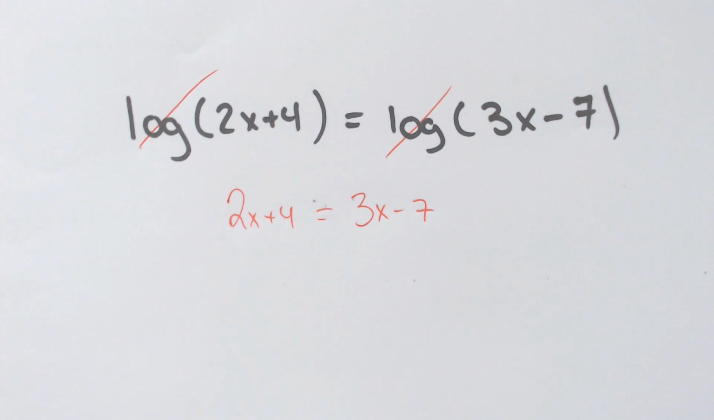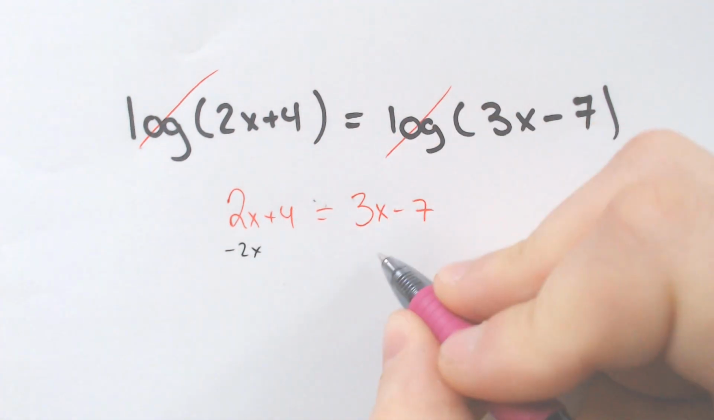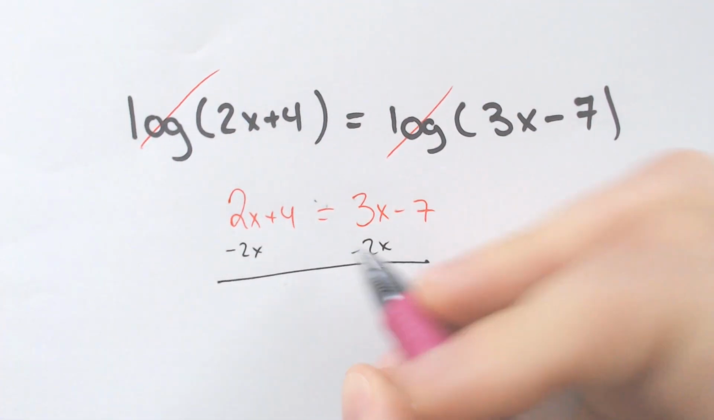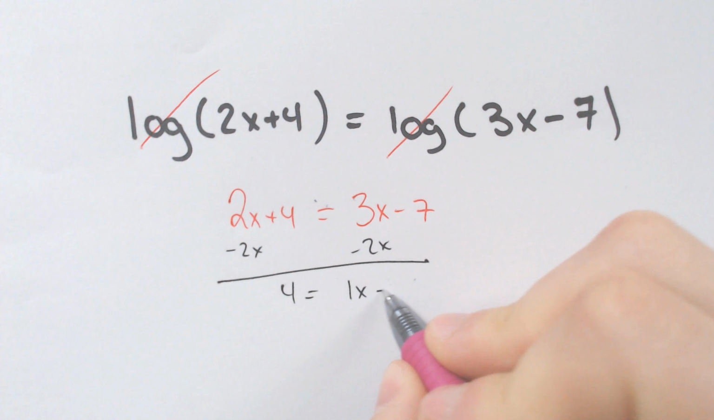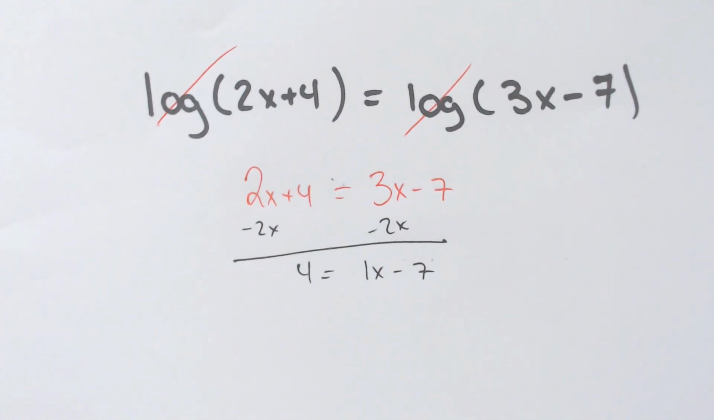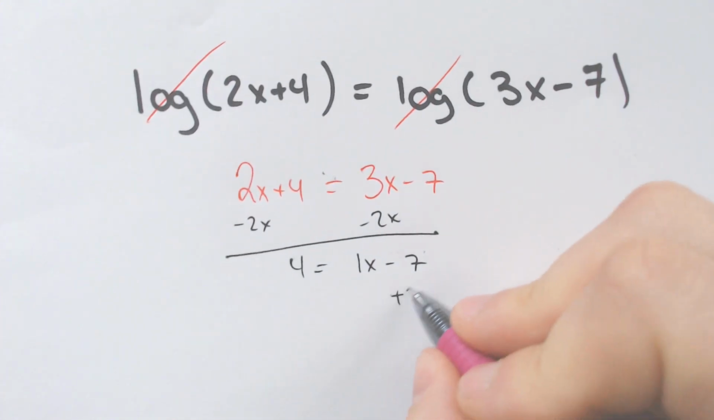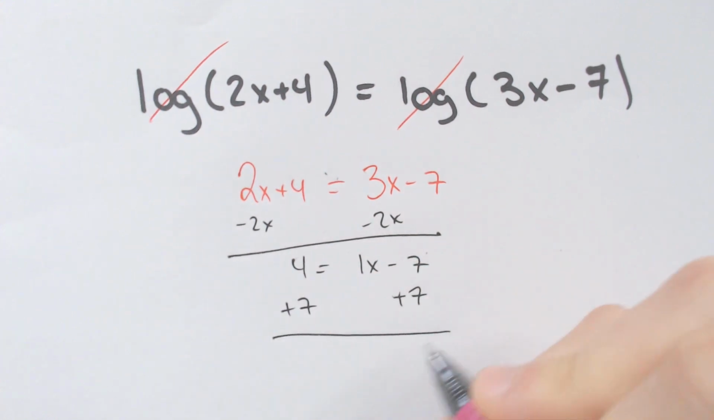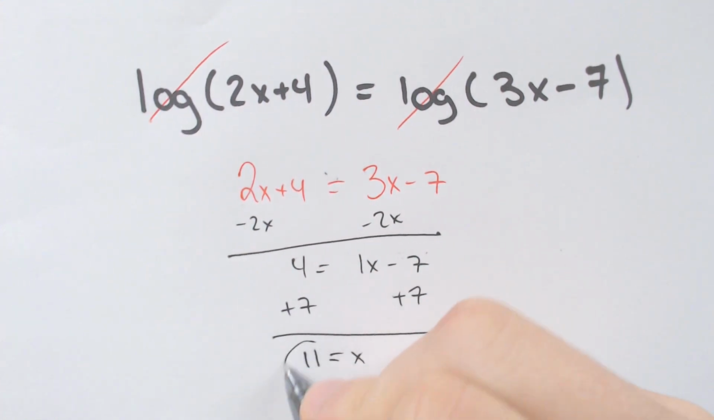Okay, so once you get to that equation, you solve it like a normal equation. So I would probably subtract 2x in this case. 4 would equal 1x minus 7. You don't need to write the 1 at all. And then we would add 7. Add 7 to get 11 is equal to x.